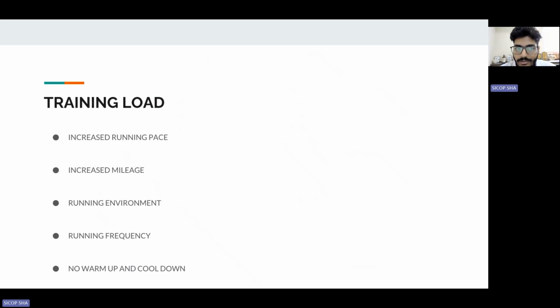Next factor, we will be coming to the training load. So having an increased running pace and increased mileage. So higher distance, setting a higher distance as a target, running too fast too quickly without giving yourself enough rest periods, resting days. So these errors that the runners make are a leading factor of the injuries.